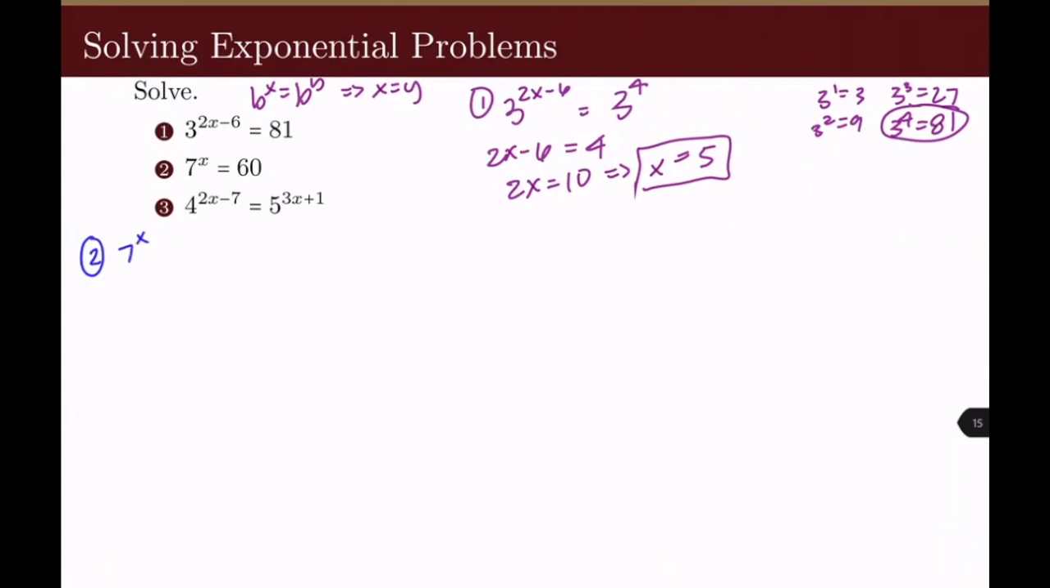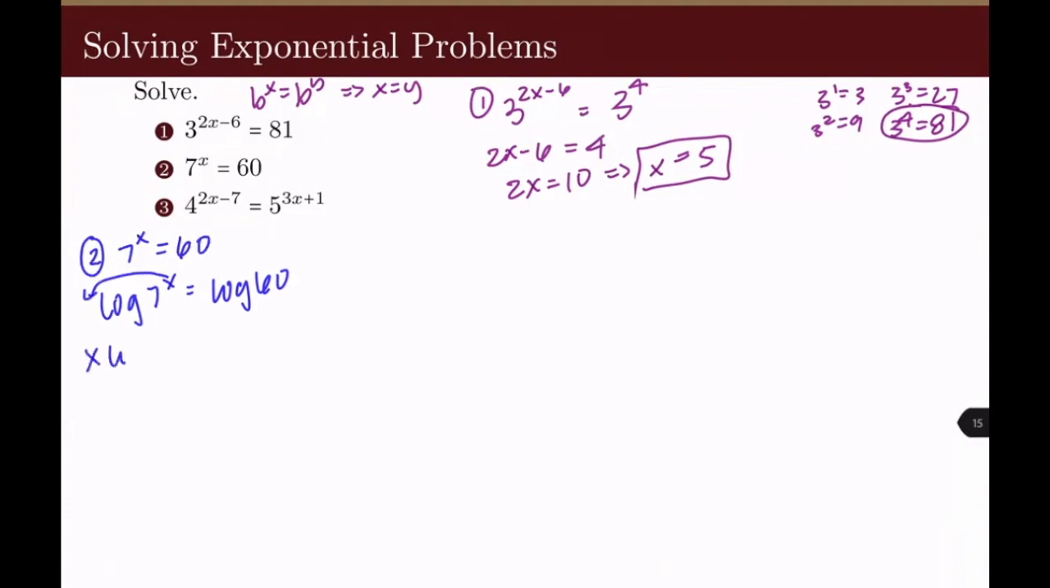And then for number 2, I have 7 to the x equals 60. 60 is not a power of 7, since 7 squared is 49. And 49 times 7, that's not 60. So we're going to have to do something a little trickier here. So what you'll do is you'll take the log of both sides. So we'll have log of 7 to the x equals log of 60. Next, we'll use those log properties to bring this x out front, since x is the exponent.